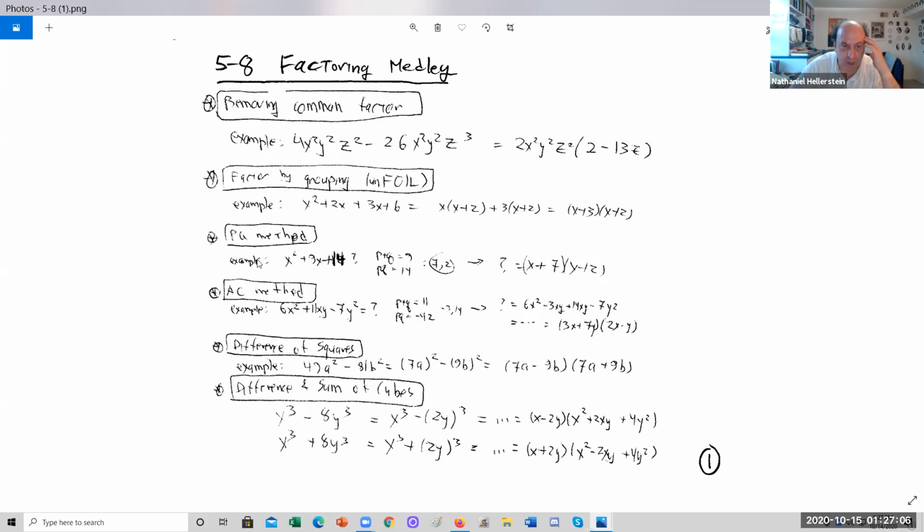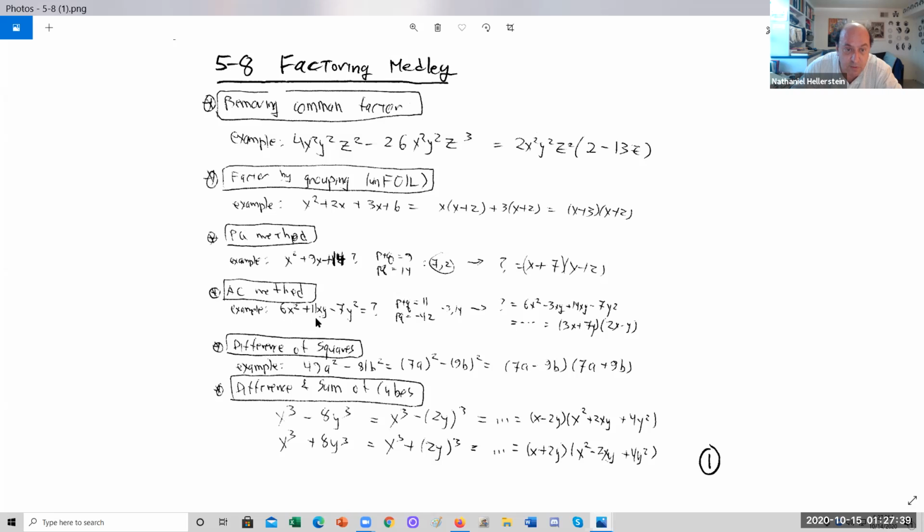There's what I call the PQ method. Factor x squared plus 9x plus 14. We need two numbers p and q, which sum to the middle coefficient 9, and whose product is 14. 7 and 2 work fine, so this is x plus 7 times x plus 2. AC method is when we have ax squared plus bx plus c.